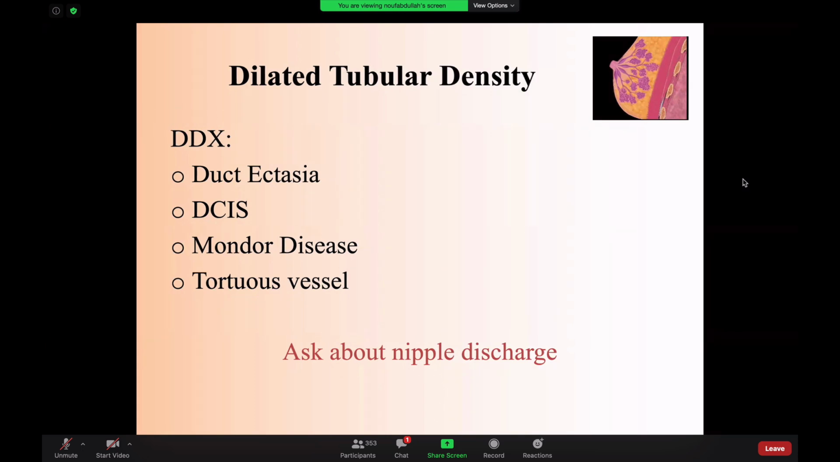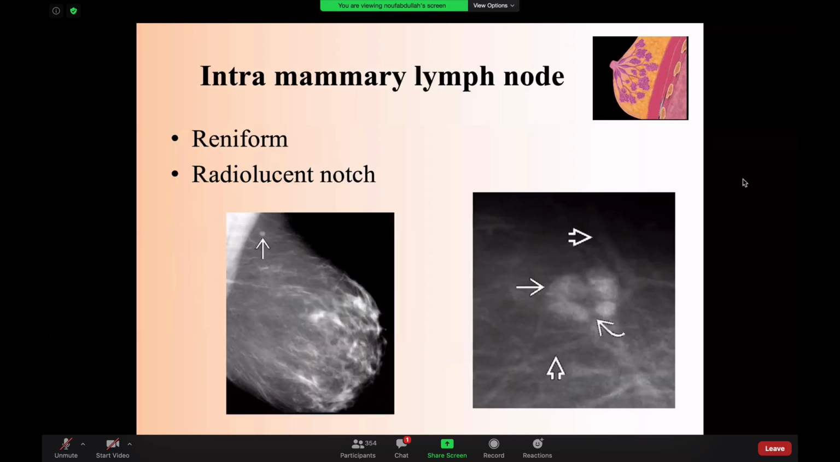Common is common. Duct ectasia is the most common. DCIS, Mondor's disease, where you have a dilated, thrombosed vein, or it could represent just a tortuous vessel. Once you see that, you always ask if the patient has a history of nipple discharge, because if she does, then it could be related to duct ectasia or intraductal papilloma.